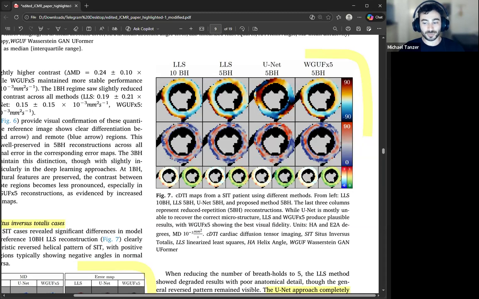So in summary, what we've shown in this paper is that cardiac DTI can be accelerated to 3 to 5 breath holds while maintaining diagnostic accuracy across diverse pathologies and with very major anatomical variations. This speed up factor of up to 4 represents an important step towards making cardiac DTI fit for clinical use, though, of course, further validation is needed before routine clinical implementation.